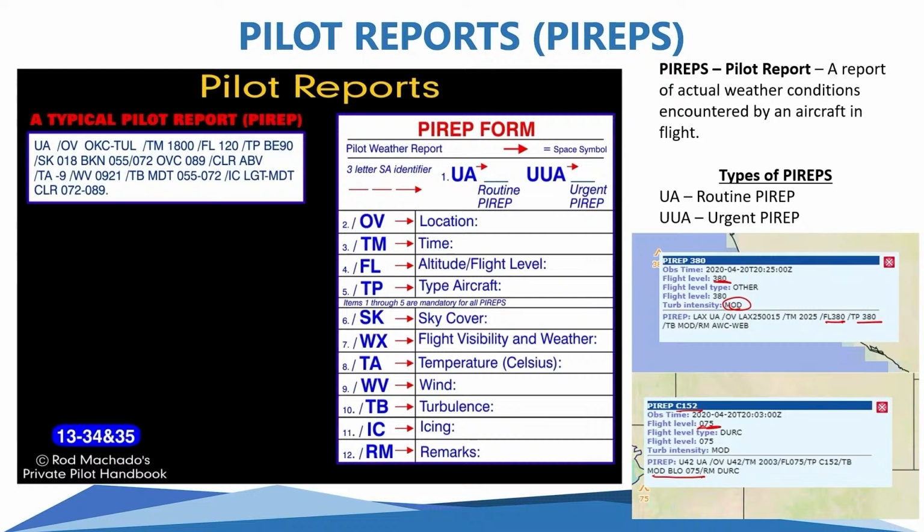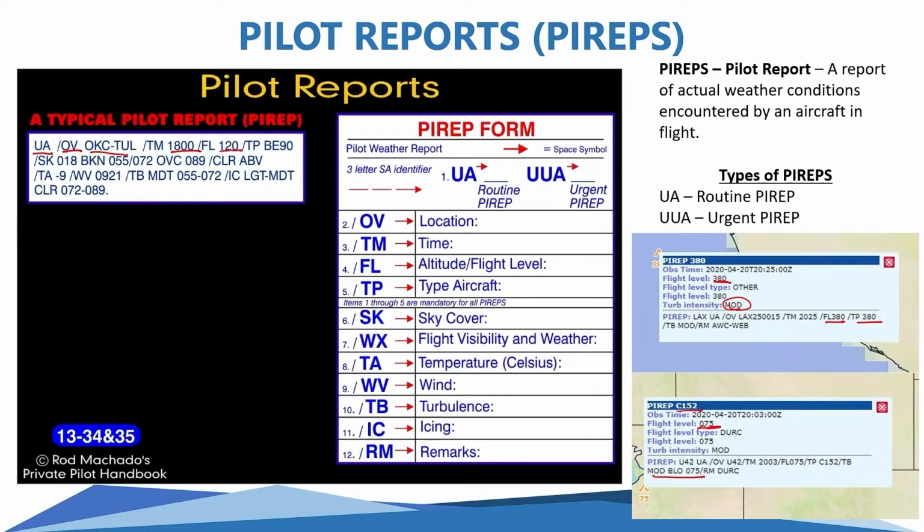So when we're looking at a typical pilot report, very simply, we will always look at what type it is. A UA is a routine pilot report. Then we've got where it is located. This is between Oklahoma and, I believe, Tulsa. The time is 1800.